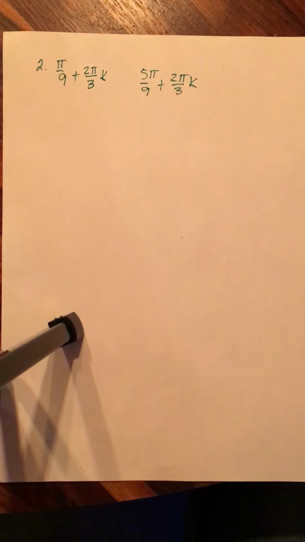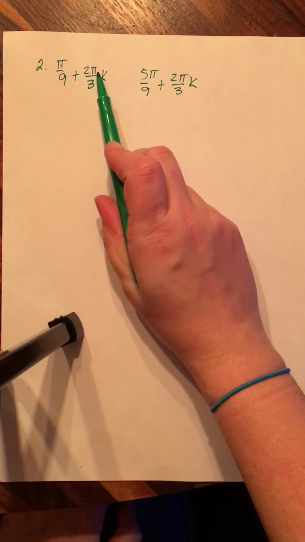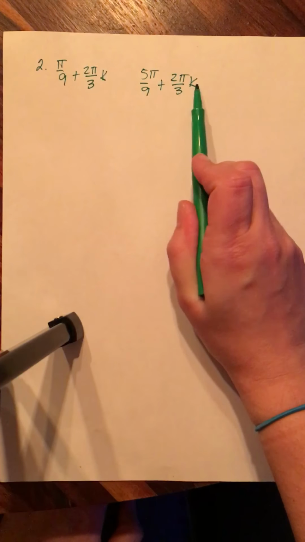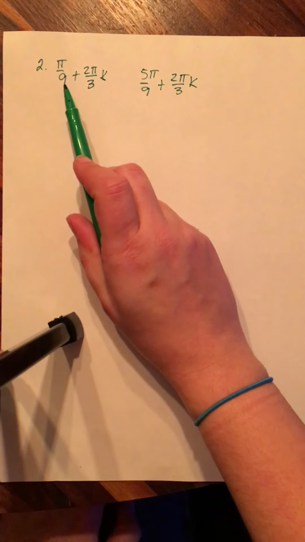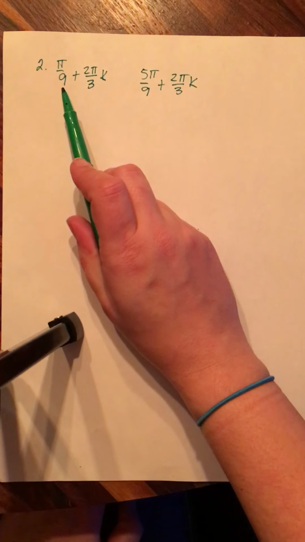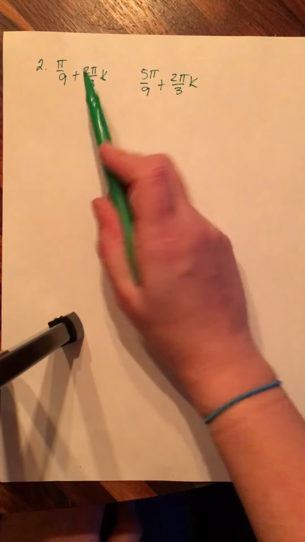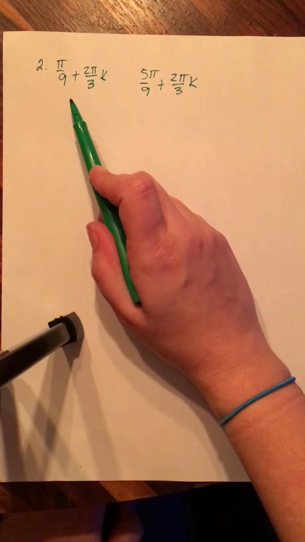Okay, so for number 2, I could see that your answers were pi over 9 plus 2 pi over 3k and then 5 pi over 9 plus 2 pi over 3k. What that means is that pi over 9 is one of the answers between 0 and 2 pi. And then you can also add 2 pi over 3 as many times as you want or subtract it as many times as you want to get more answers.